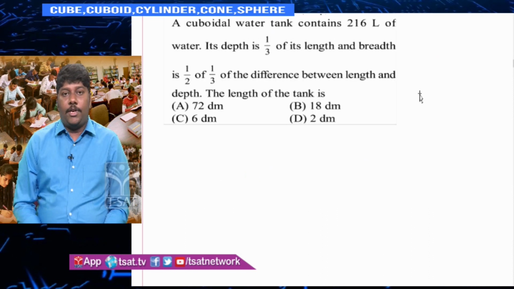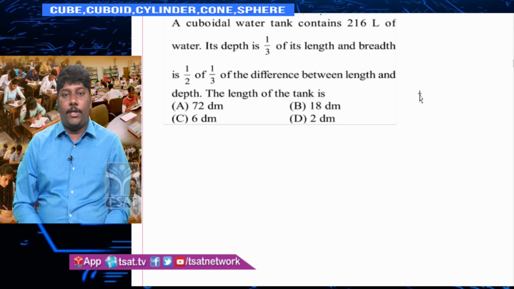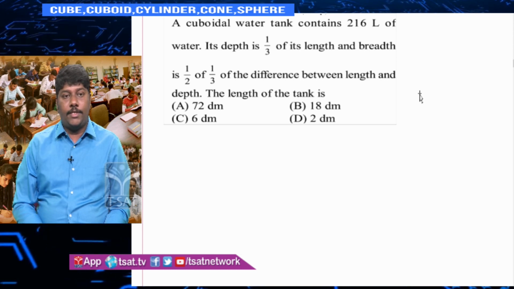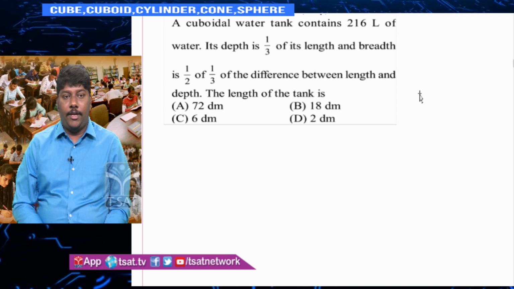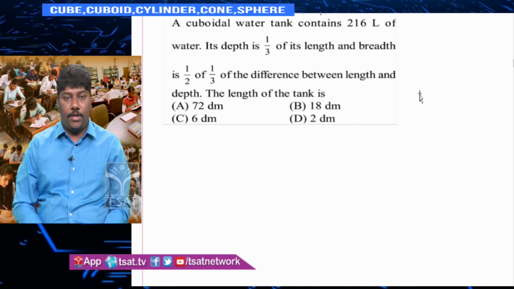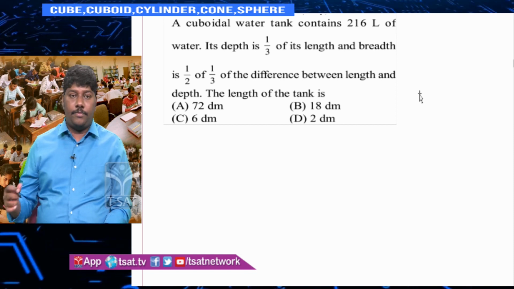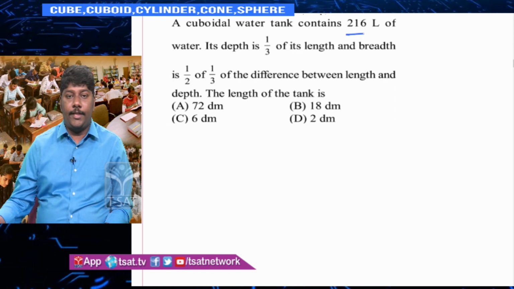Now we look at the sums related to the cuboid. Look at the first sum. The cuboidal water tank contains 216 liters of water. Its depth is 1/3 of its length and its breadth is half of 1/3 of the difference between the length and depth. Find the length of the tank. So the cuboidal water tank contains 216 liters.